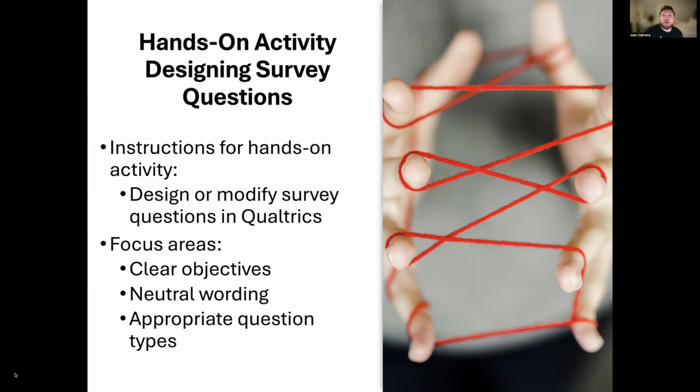So now our next step is to put theory into practice with some hands-on activities, and we'll be working to design and modify survey questions using Qualtrics. So what we'll need to do is choose a topic relevant to your work or area of interest, design a set of survey questions or modify existing ones, and ensure your questions align with the principles that we've discussed today, including having clear objectives, neutral wording, and selecting appropriate question types.